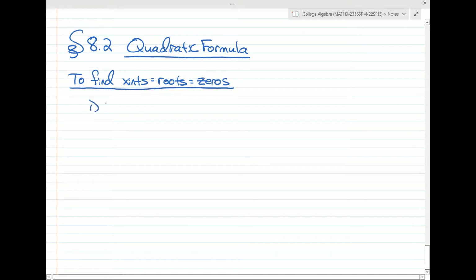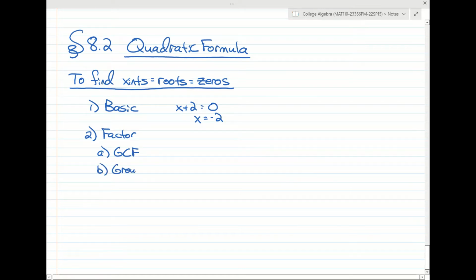The first technique is if it's basic, we just solve. Like if it's x plus 2 equals 0, we just bring the 2 on the other side and we say x is equal to -2. The second technique is factoring. And we talked about the 4 different types of factoring. We have GCF, we have grouping, we have trinomials, and we also have special cases.